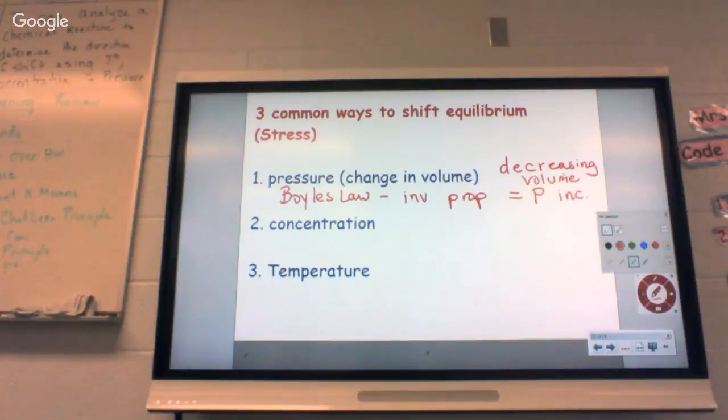Concentration and temperature are not something you're going to have to worry about because they're not going to give that to you in terms of one of the calculators.